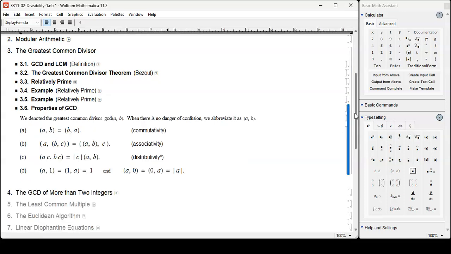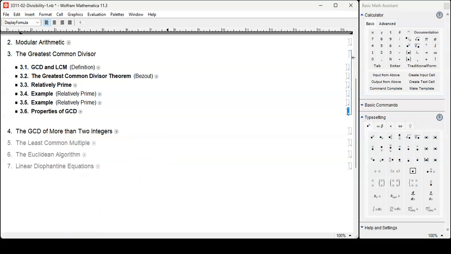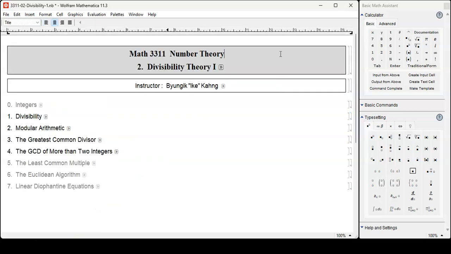And we have some further properties of GCD, which I'll leave as an exercise for you as homework problems. And that'll conclude section 3, except the proof of Bézout's theorem, which we are going to cover in the next video.